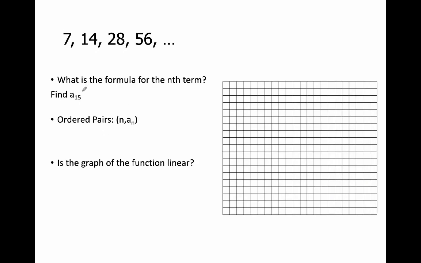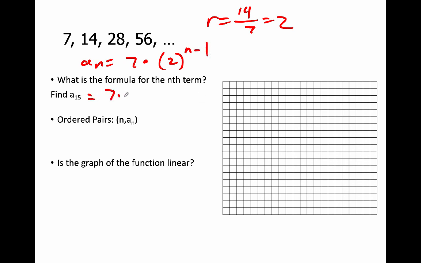Okay, so when we talk about it on a graph, we should be able to quickly see this. The first thing I need to do is figure out what r is. 14 divided by 7 is the big deuce, 2. And then I get the formula for the nth term: a sub n equals 7 times 2 to the n minus 1. Find a sub 15: 7 times 2 to the 15 minus 1, which is 14. That's going to be a big old value because it's exponential growth. It's 114,688. Woo doggy. Are we going to put that on our graph?